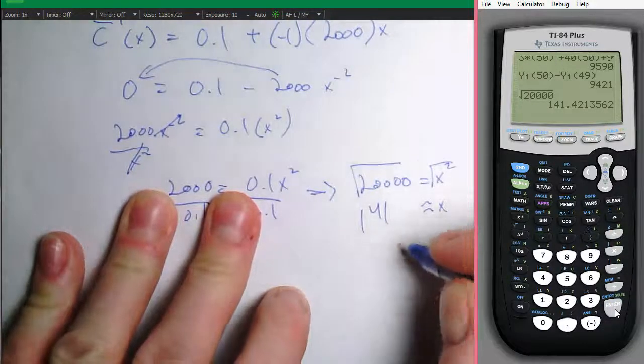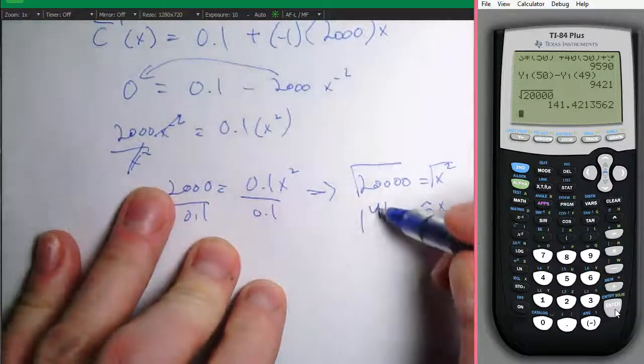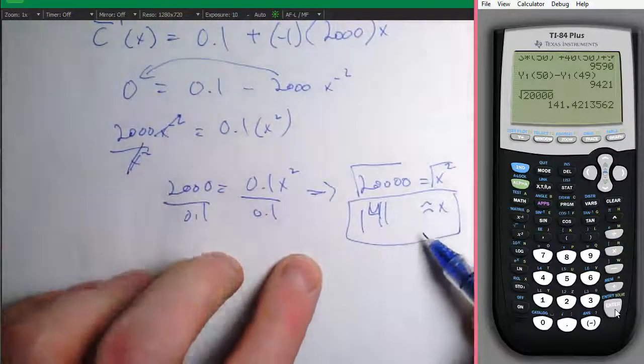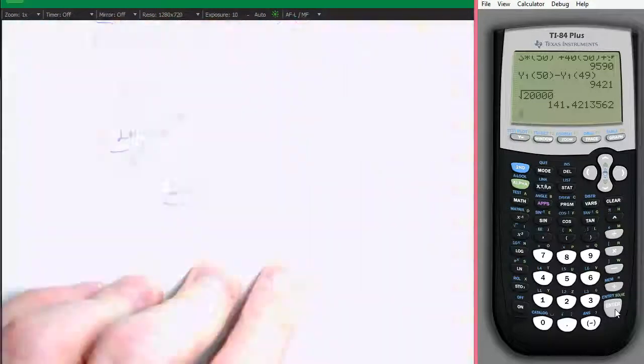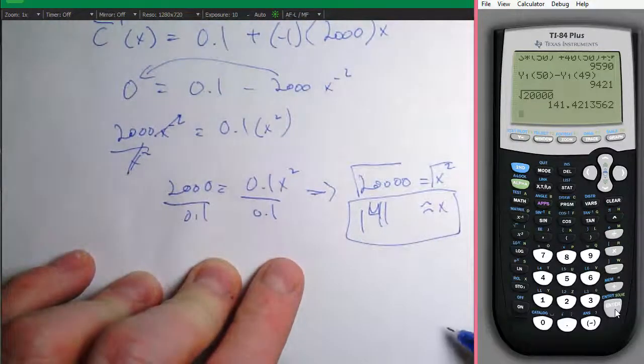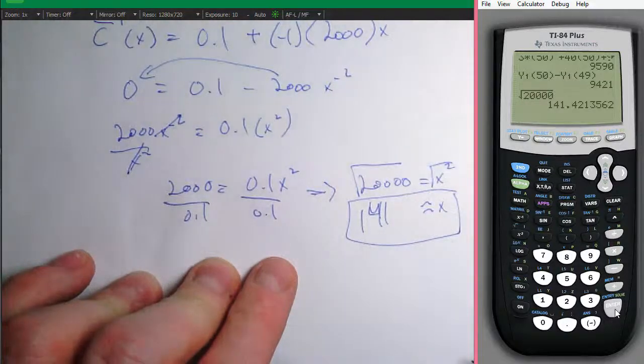Or maybe this could be like thousands of items. We don't know. They didn't give us a context. They're not interested in one. It's just that at 141 items, or let's say maybe x is thousands of items, that would be our minimum average cost, whatever 141 represents.